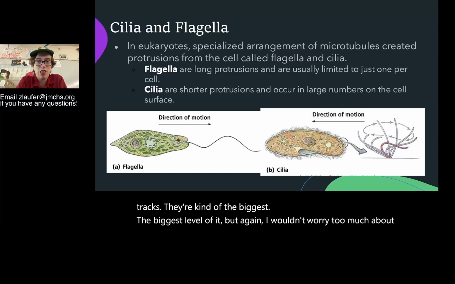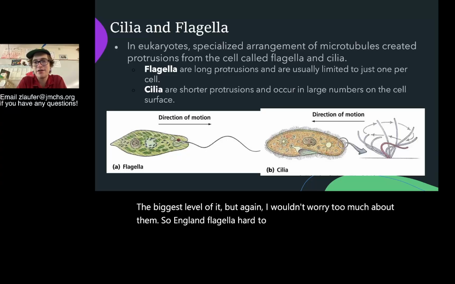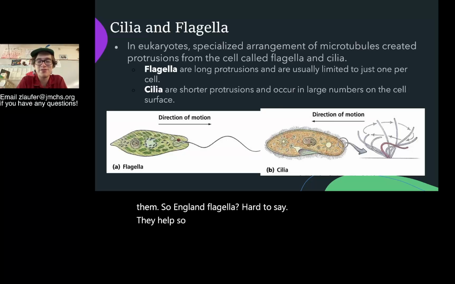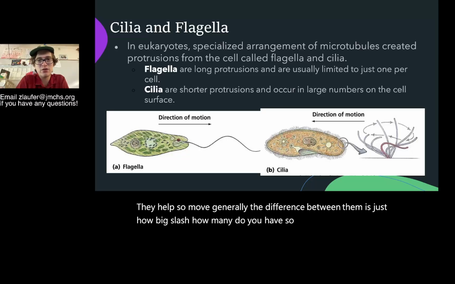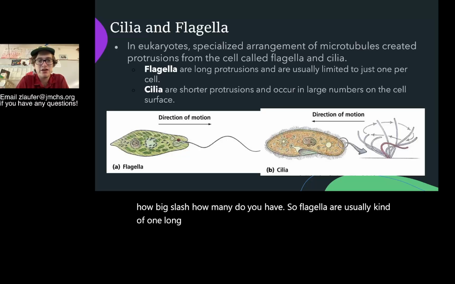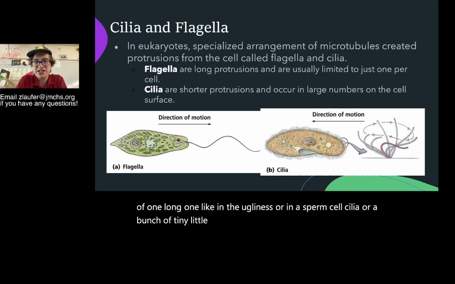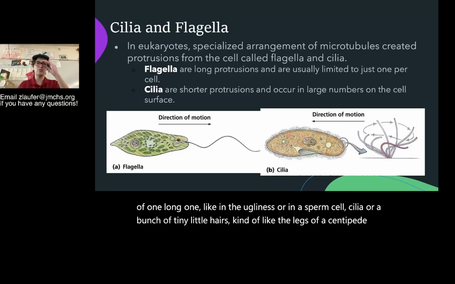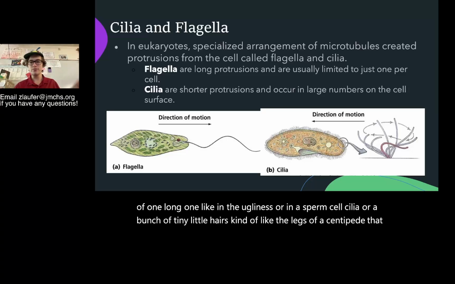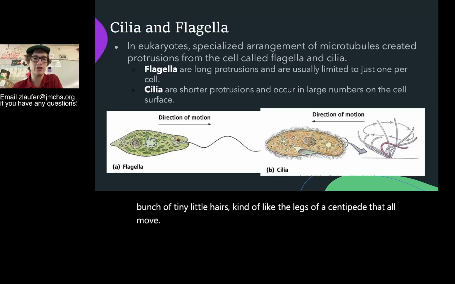Cilia and flagella, hard to say. They help the cell move. Generally, the difference between them is just how big and how many you have. So flagella are usually one long one, like in the euglena shown there, or in a sperm cell. Cilia are a bunch of tiny little hairs, like the legs of a centipede, that all move together to help move the cell around.